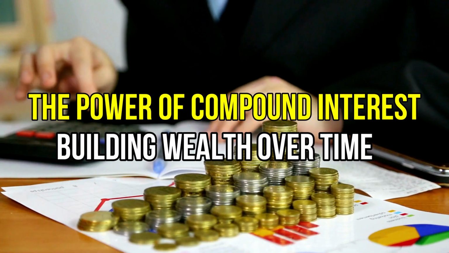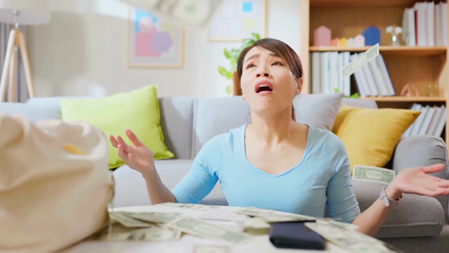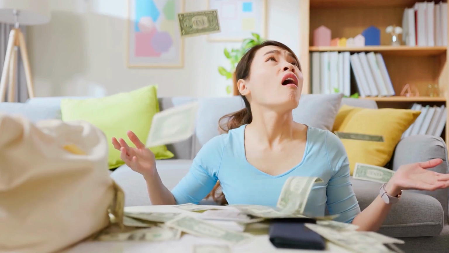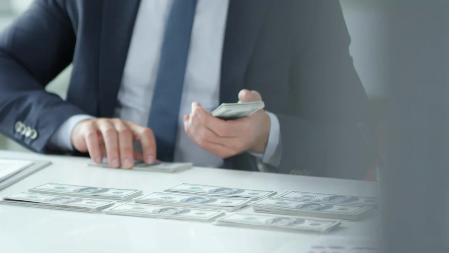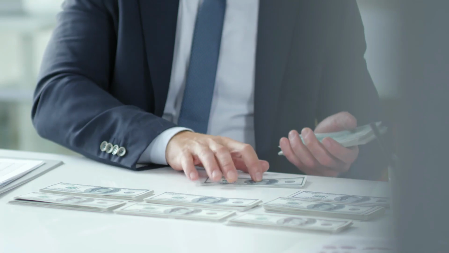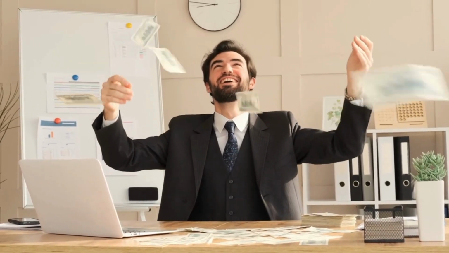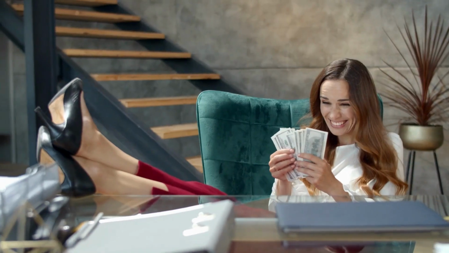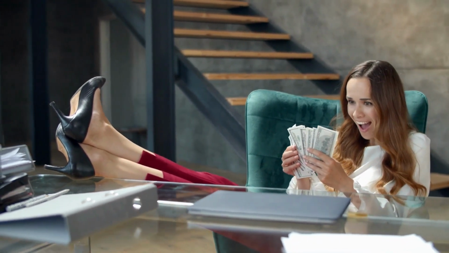The power of compound interest, building wealth over time. While money doesn't grow on trees, it can indeed grow if invested wisely. This concept is based on the power of compound interest. Compound interest is the addition of interest to the initial sum of money, which continually grows over time. It can significantly impact your wealth-building process, allowing your money to grow faster and larger. In this video, we'll explore the power of compound interest and how it helps in building wealth over time.